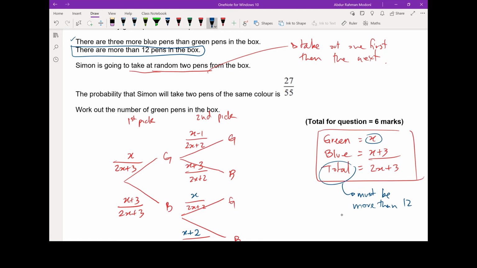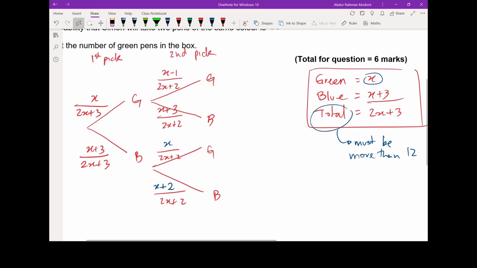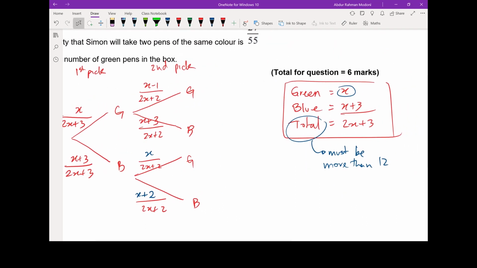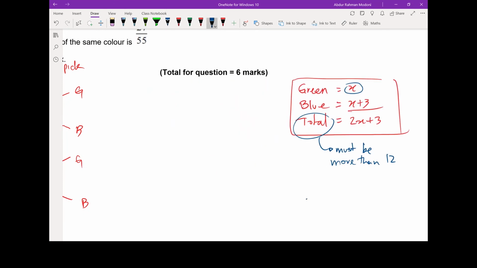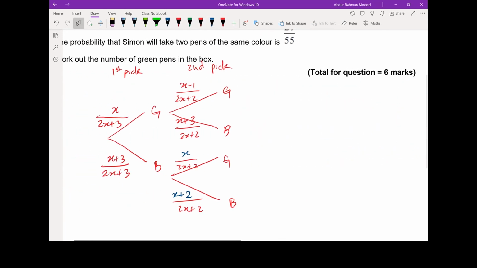Simon's going to take 2 random pens from the box. We've used that line to construct our tree diagram. It then goes on to say the probability that Simon will take 2 pens of the same color is 27/55. Now we need to understand what this is referring to. 2 pens of the same color. So that means we can look at green, green, or we can look at blue, blue. So let's take a look at the options that we have.